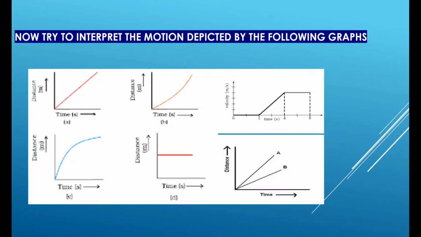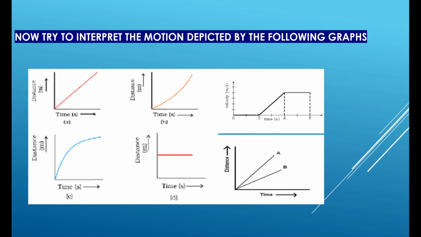Okay. Let us try to interpret the motion depicted by these graphs. Graph A is a distance time graph inclined to time axis. So definitely it's a case of uniform motion. And B and C, look at them, they are not straight line graphs. So they are curved graphs. So that means it's a case of non-uniform motion. In this fourth graph, the object is at same distance at any instance of time from the reference point. So it is not changing its position with respect to time. Hence, the object is at rest.